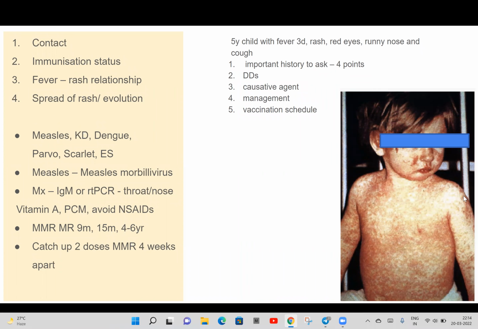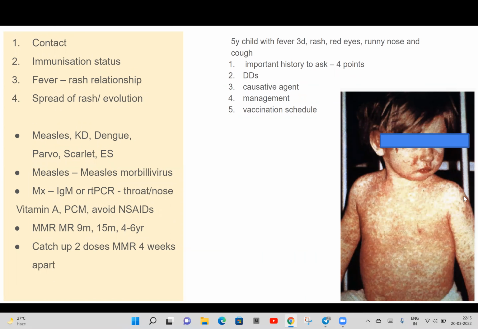So differential diagnosis contains, this is only 3 days of fever, but still KD is in the picture. Dengue, parvovirus, scarlet fever, and exanthem subitum, even though exanthem subitum can be ruled out from the history itself. Now, the virus is measles morbillivirus. Management, investigations, IgM or RT-PCR can be done. Then vitamin A, paracetamol, and avoiding NSAIDs, all those things you already know. And the schedule, MMR or MR vaccine, 9 month, 15 month, and 4 to 6 year. If there is any campaign in between, that should also be given.